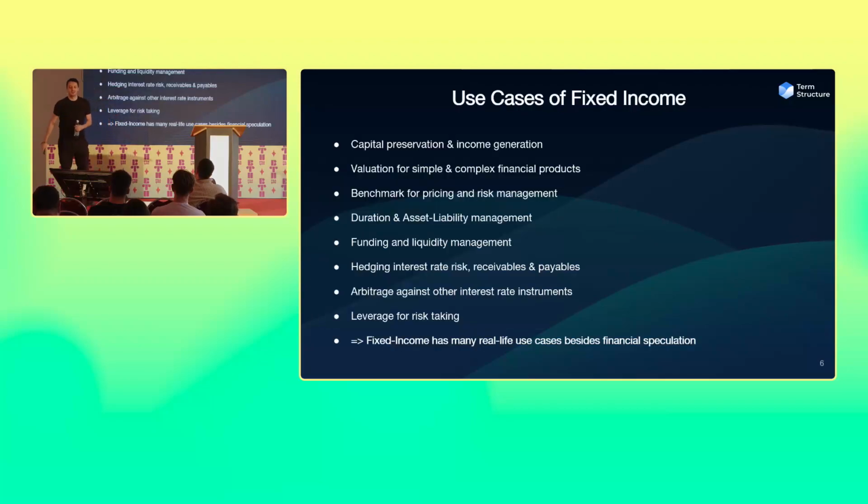Yeah, perfect. So, use cases of fixed income. Again, most of these use cases were embedded in real-life needs, for example, capital preservation and income generation. You have some spare cash, you go to the bank, you make a deposit that's meant to preserve your capital, ideally paying you an interest rate that beats inflation. We use fixed income to value simple and complex financial products. We use it as a benchmark for pricing and risk management. So again, if you look at US Treasuries yielding 5%, you can use that as a benchmark when assessing other investment opportunities.